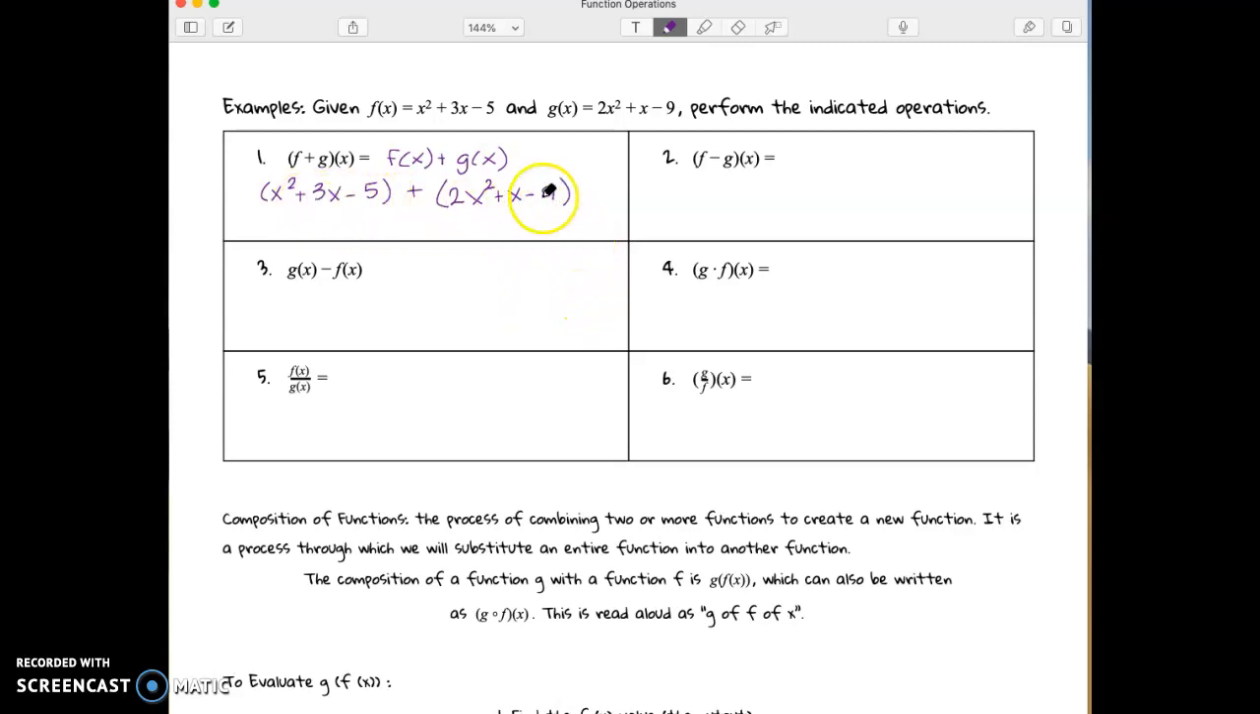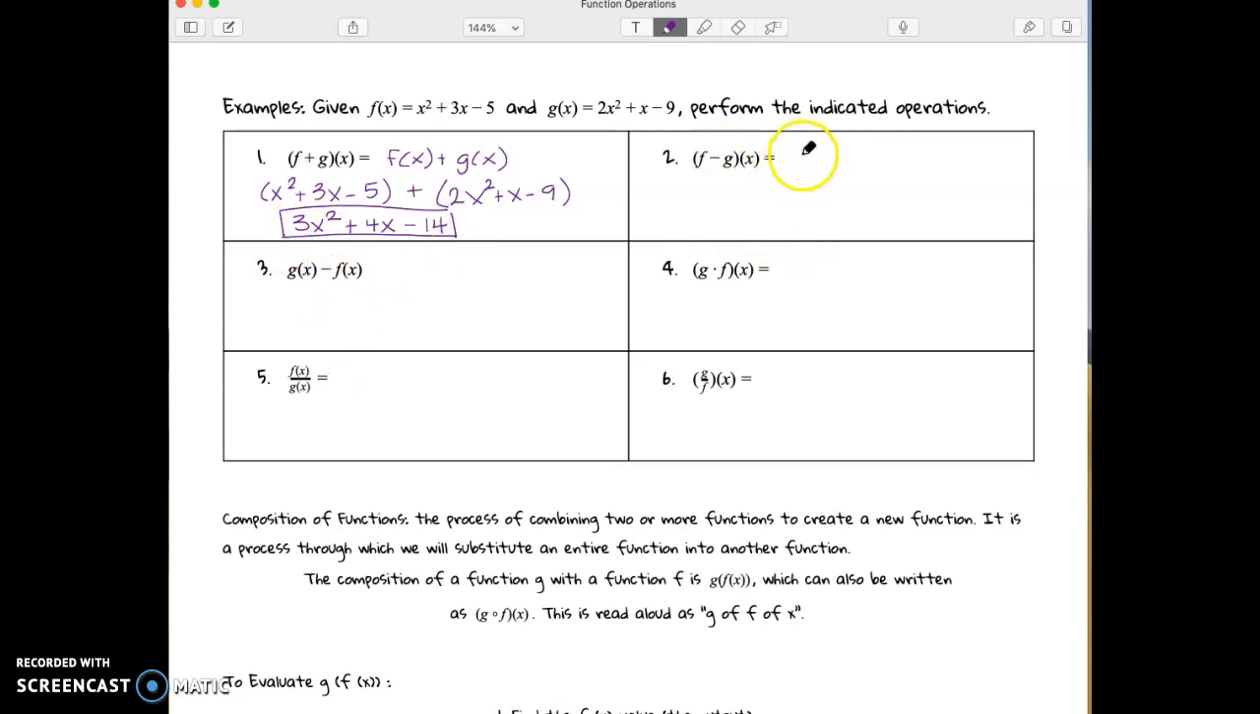Hopefully in this form, this looks familiar to you and something that you've done before, because you would have been given this type of problem and then told to simplify, which is just combining like terms. So we would have 1x squared plus 2x squared is 3x squared, 3x plus x is 4x, and negative 5 plus negative 9 is negative 14. And that would be my final answer.